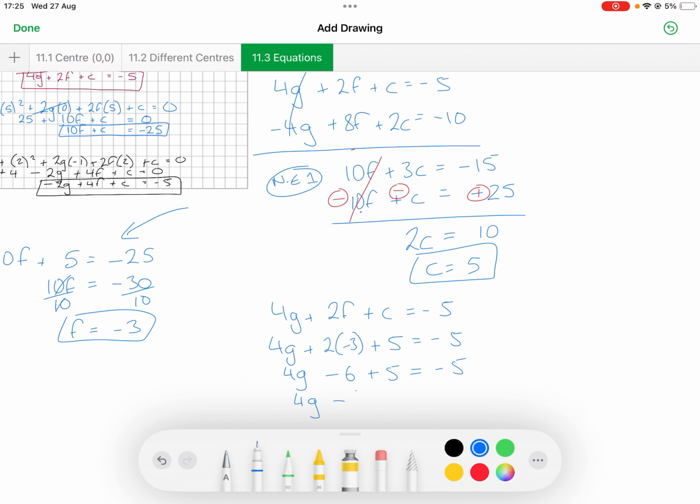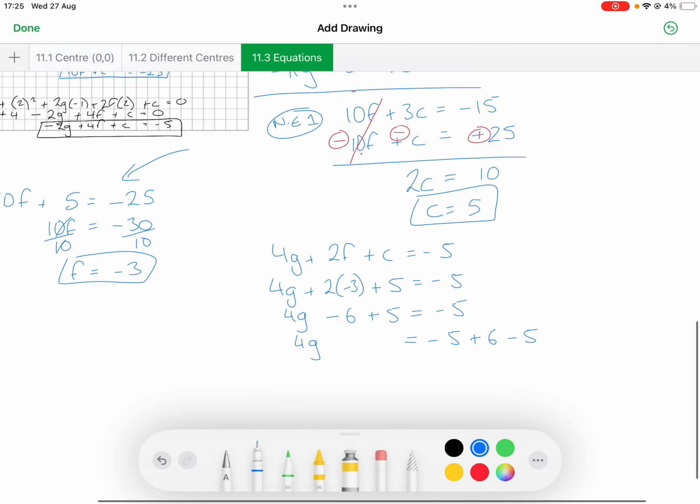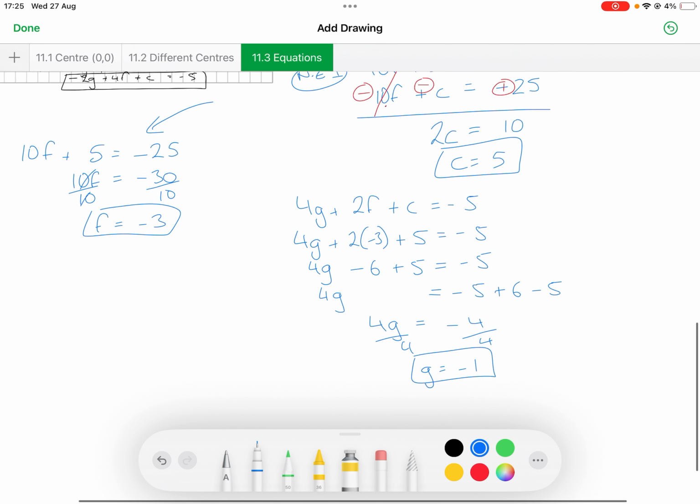4g minus, sorry, I'll just bring all those over at the one time. So minus 5, the 6 comes across and becomes plus, and the 5 comes across and becomes minus. So that's minus 5 minus another 5 is minus 10, plus 6 is minus 4. So 4g is equal to minus 4. Divide both sides by 4, g equals minus 1. And remember, I was asked to find the equation.